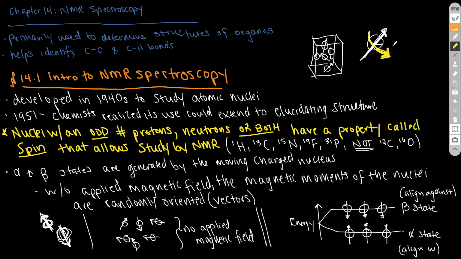So what's very interesting is the moment is completely random when you don't have a magnetic field, right? So all of these nuclei have a completely random direction of their magnetic moment without an applied magnetic field. And this is only when they have that odd number of protons, neutrons, or both. However, when they have an applied magnetic field, something very interesting happens, and this is what's here. When you apply a magnetic field, you get a bifurcation, you get a splitting.